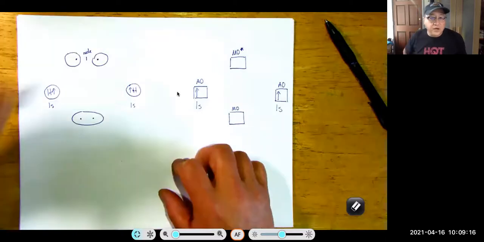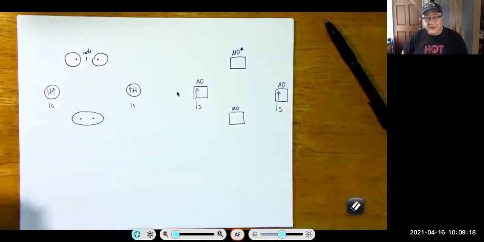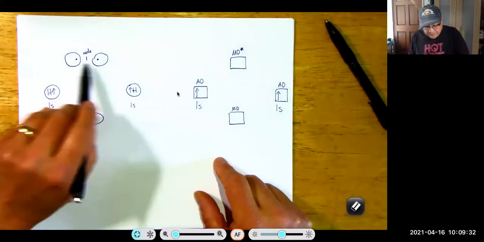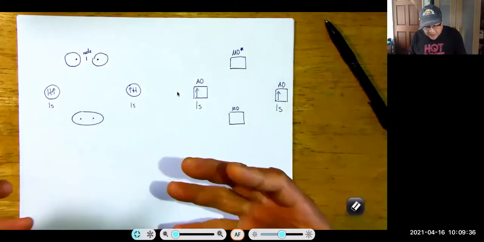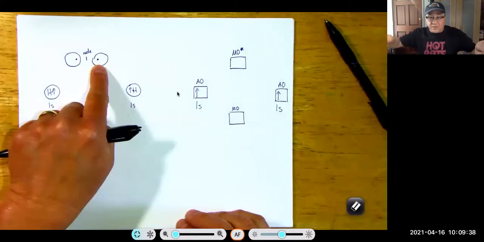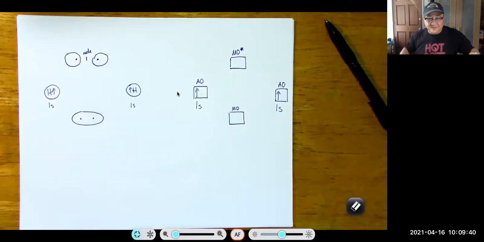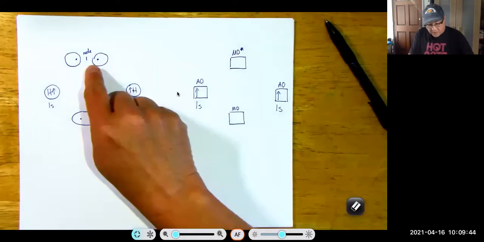So what is a node? You should recall that even though we didn't talk about nodal planes or anything like that, a node is a place where you can't find the electrons. So here you can see that if you put electrons here, they're not going to make a bond. And actually, if you had an electron here and an electron here, they'd kind of repel one another, right? So this is your anti-bonding MO here.